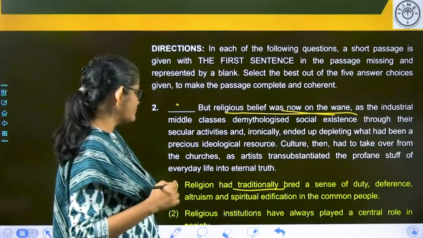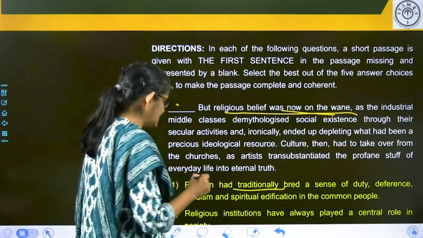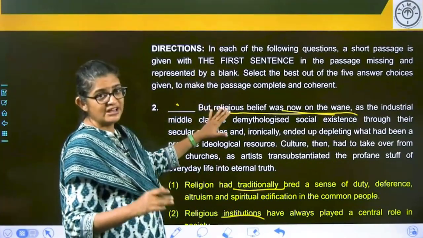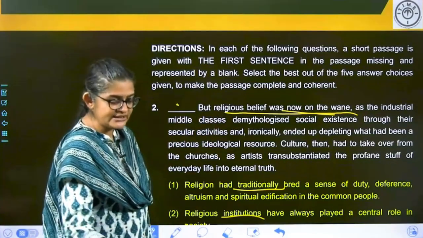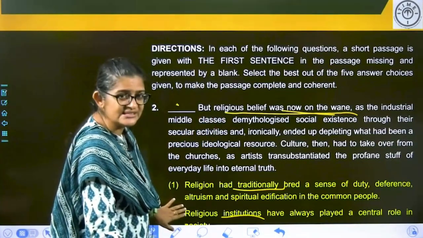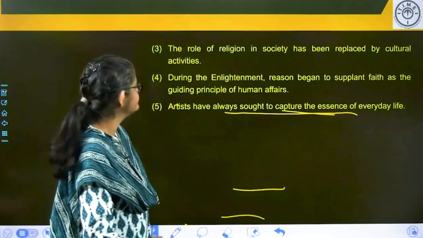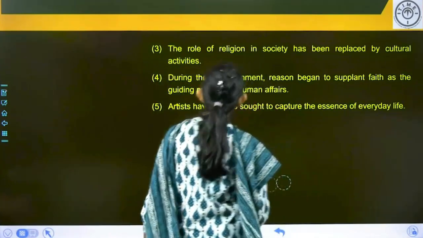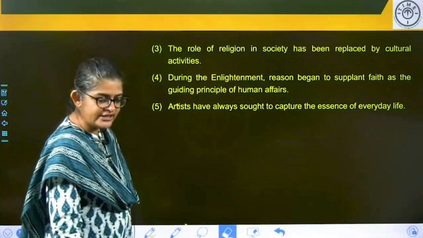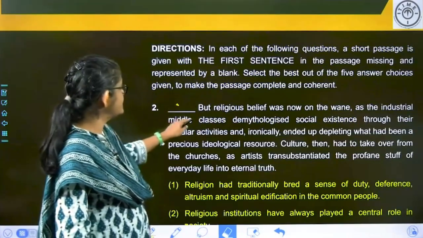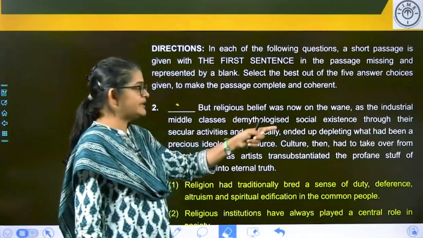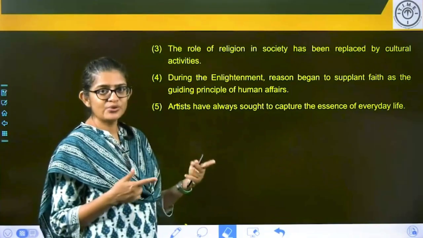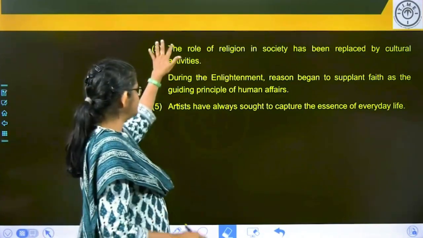Religious institutions have always played a central role in society. The passage is not here talking about religious institutions, but about religious belief. So, there is a difference, right. So, we do not want this sentence to start the para. The role of religion in society has been replaced by cultural activities. That comes much later. So, if we put this sentence here, then we can't say "but religious belief was now on the wane", because this sentence is also talking about that. So, there is no need for contrast, right. So, this cannot be the answer.